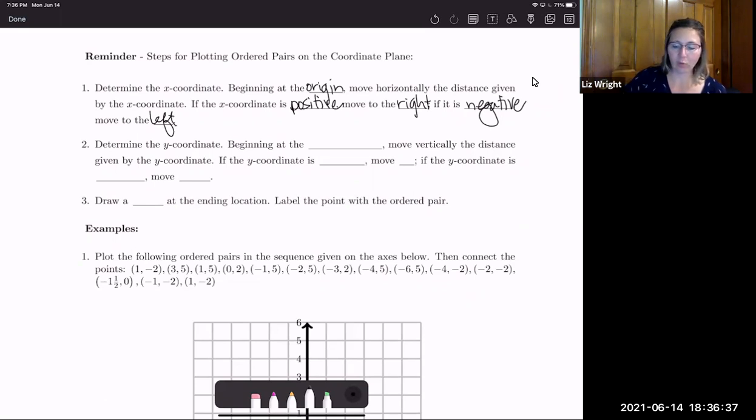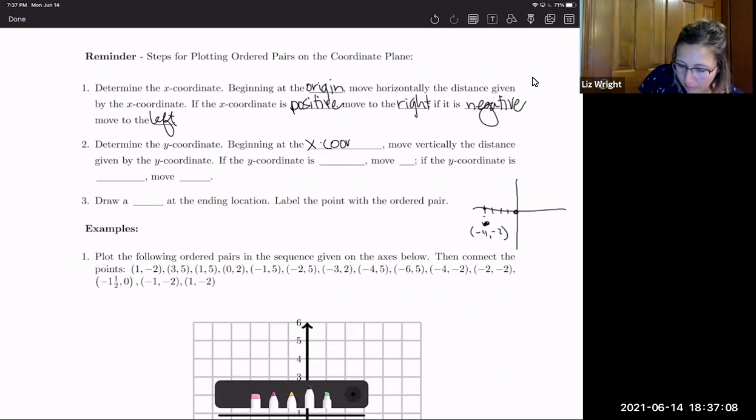And then we're going to determine the y coordinate. So instead of beginning at the origin this time, think about when we graphed -4, -2: we started at the origin and went 1, 2, 3, 4 to the left. And then I got to go down 2. So I'm starting this time not at the origin, but at the x coordinate, right? Then I go down 1, 2. And that's how I graphed that -4, -2 on the previous page. So this time we are beginning at the x coordinate. Move vertically the distance given by the y coordinate.